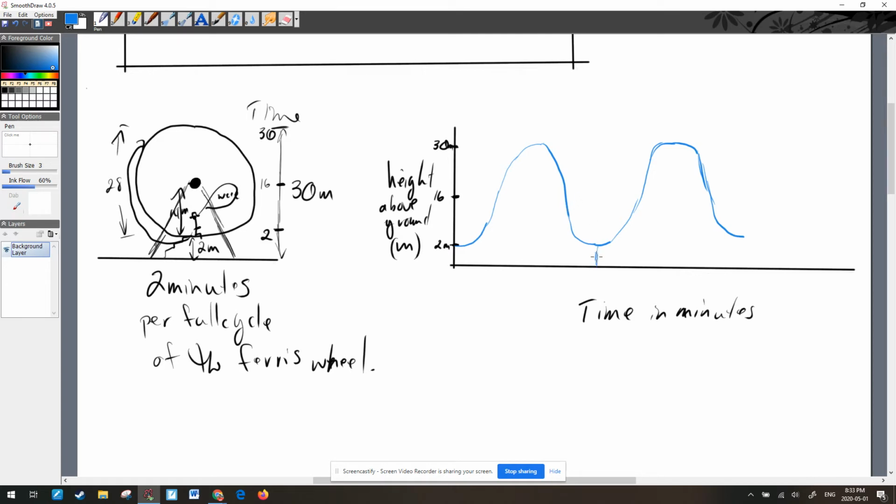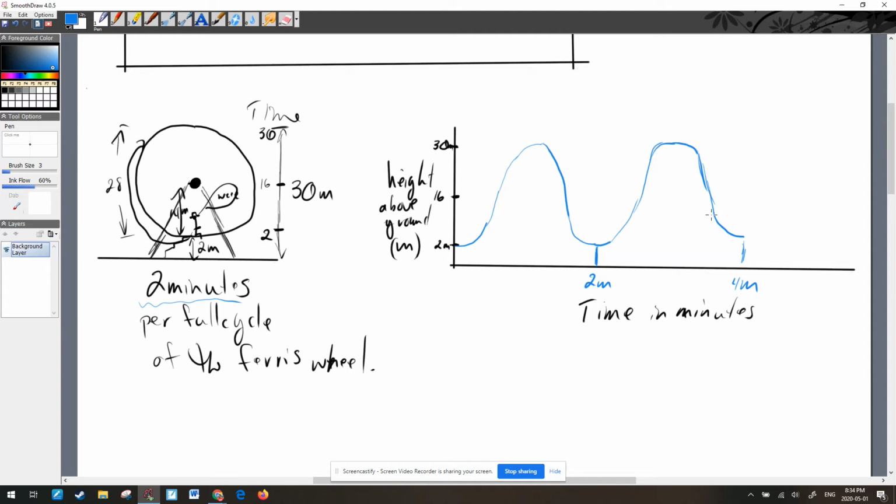How long did it take him to go once all the way around? Well, we said right here, it's 2 minutes per full cycle. Full cycle means he started at the bottom, went to the top, and came to the bottom again. So that would represent 2 minutes. And then the second time takes another 2 minutes. So this would be at the 4-minute mark. So what we have is, barring my not all that smooth function, a really accurate sinusoidal function of Cam's height above the ground versus time for 2 full cycles of the Ferris wheel. There it is. It's a sinusoidal graph.